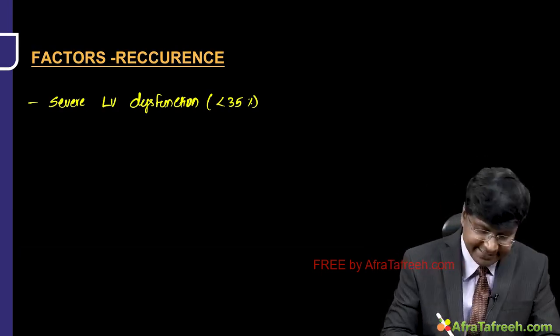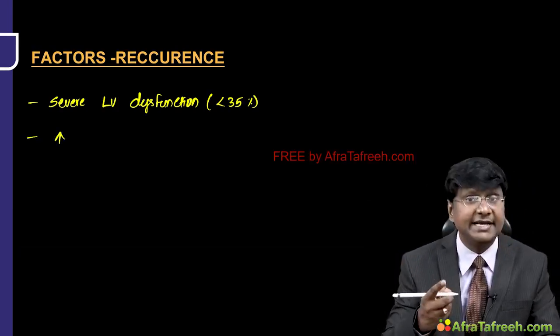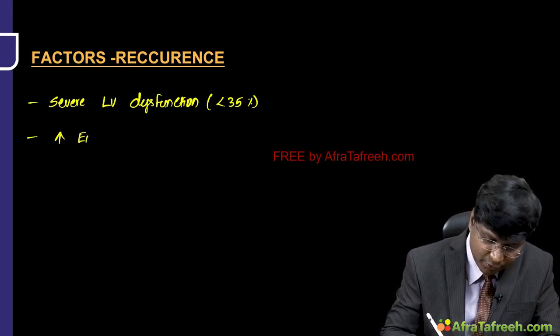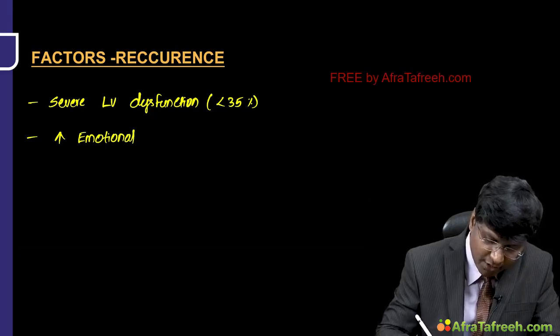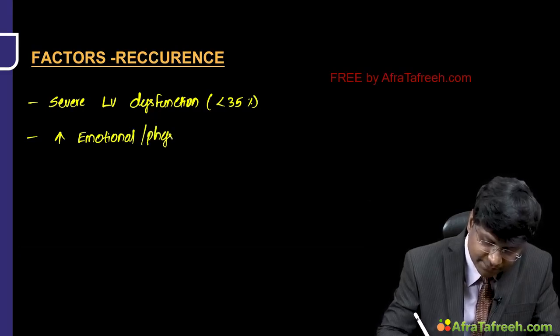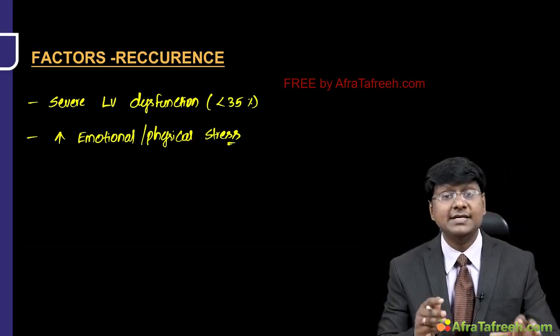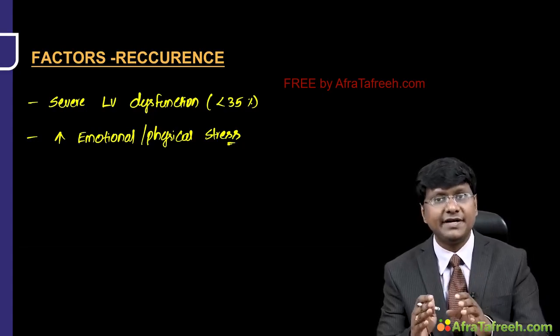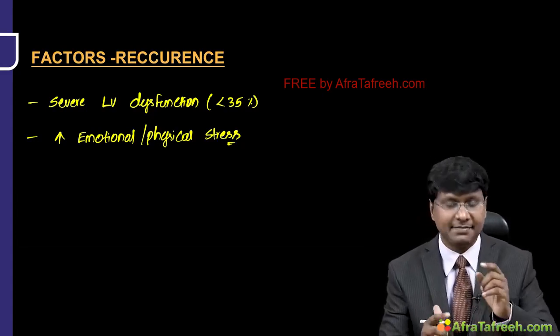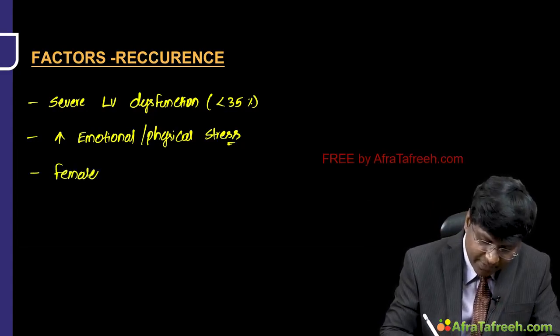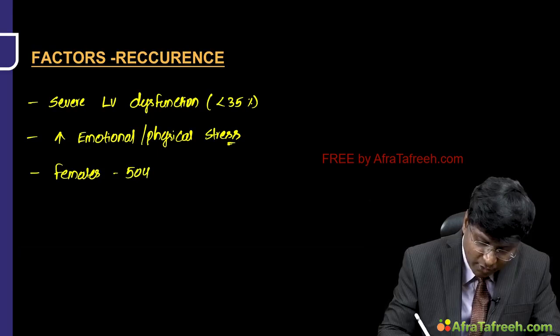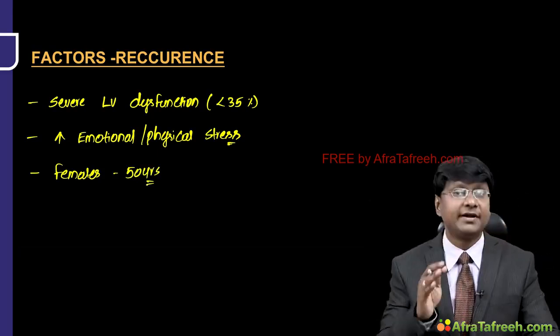That is one point. Then there is increased susceptibility to emotional or physical stress. They also have a high chance of recurrence. Next is the dynamic variation in the sensitivity of the cardiac adrenergic receptors, and females of age group around 50 years are also at increased risk of recurrence.